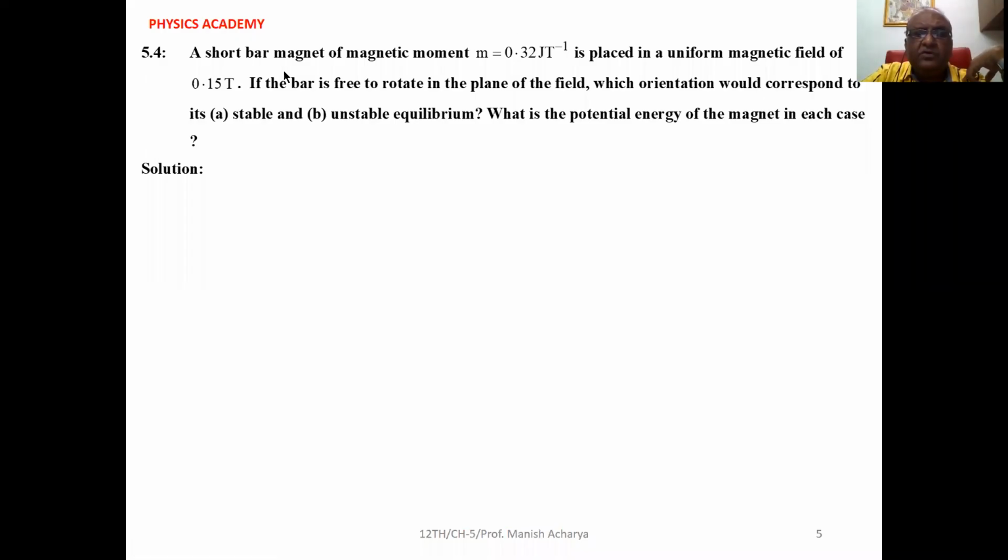Point 4. A short bar magnet of magnetic moment M equal to 0.32 joule per Tesla is placed in a uniform magnetic field of 0.15 Tesla. If the bar is free to rotate in the plane of the field, which orientation would correspond to its stable and unstable equilibrium? What is the potential energy of the magnet in each case?